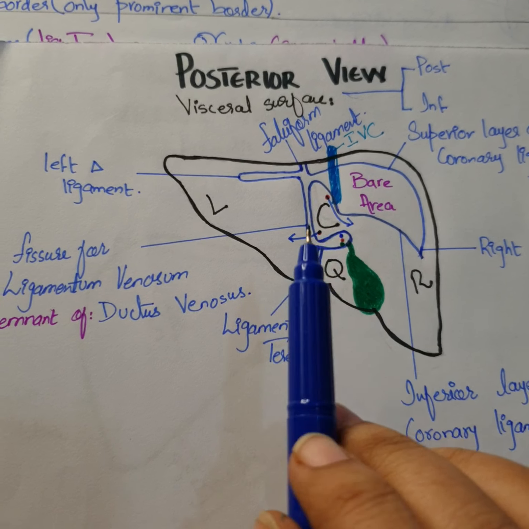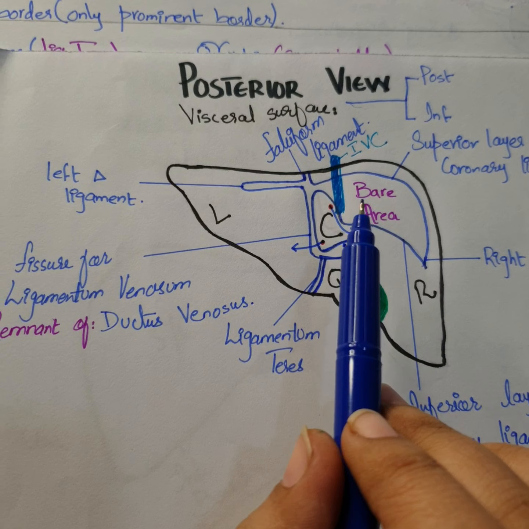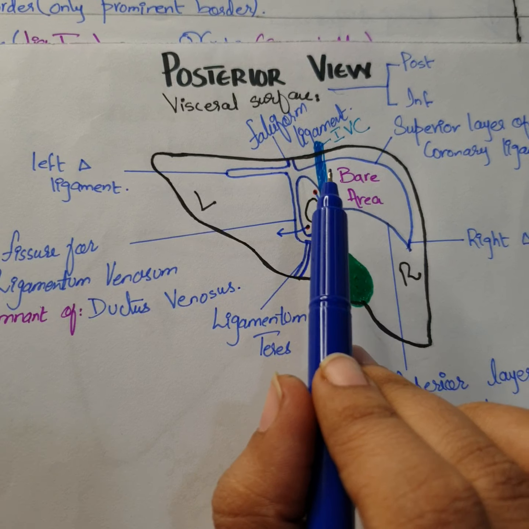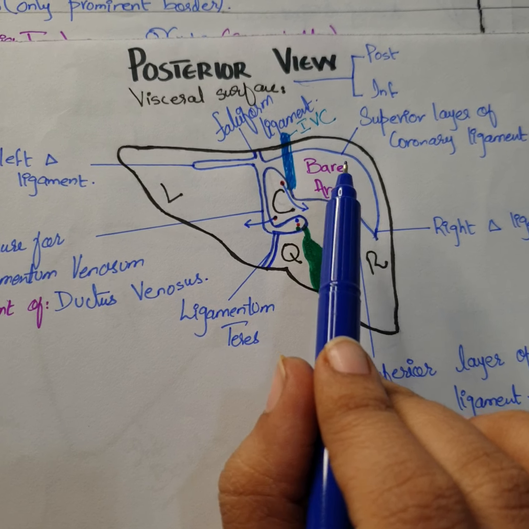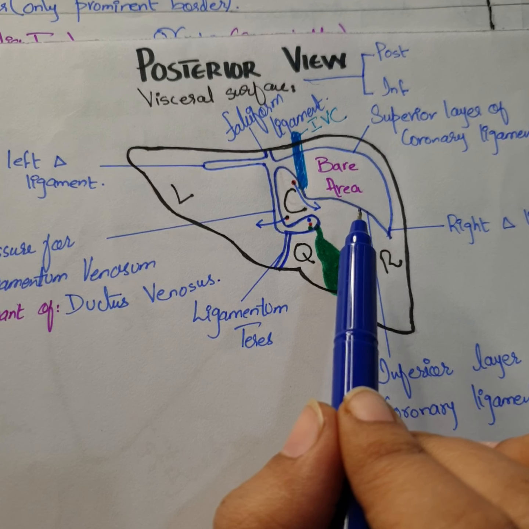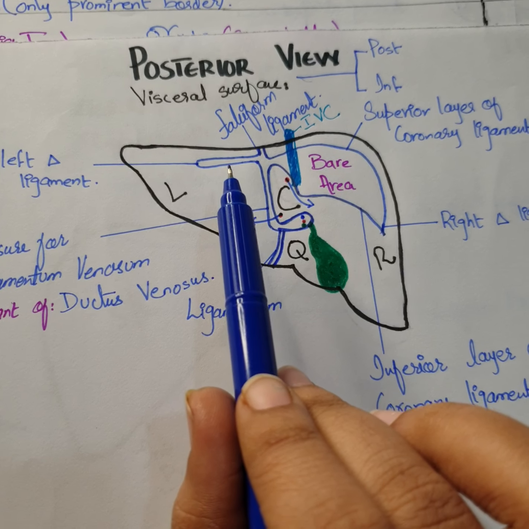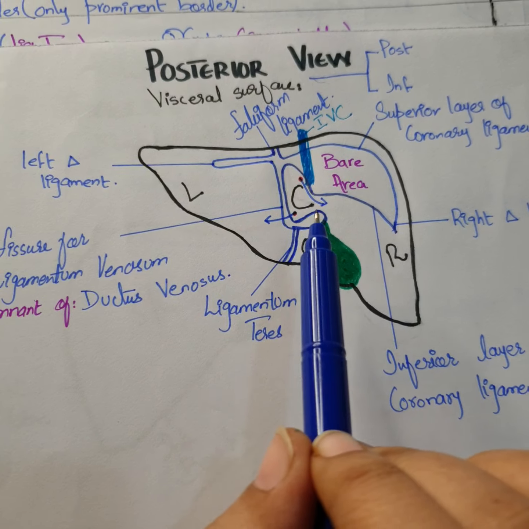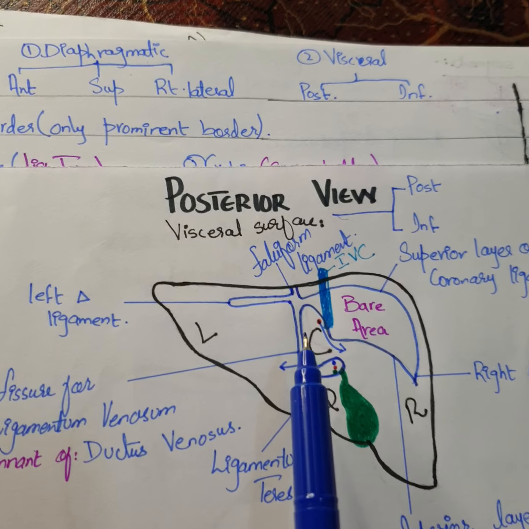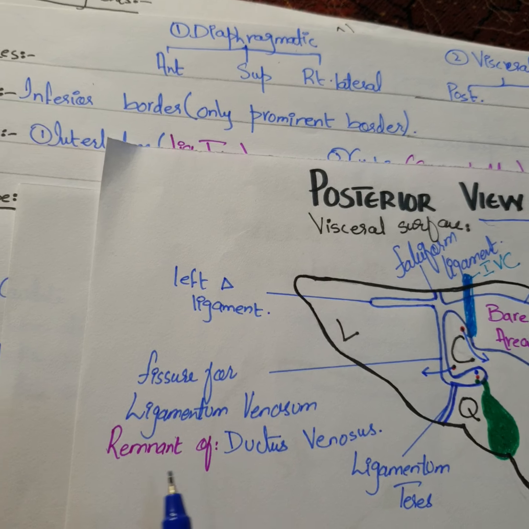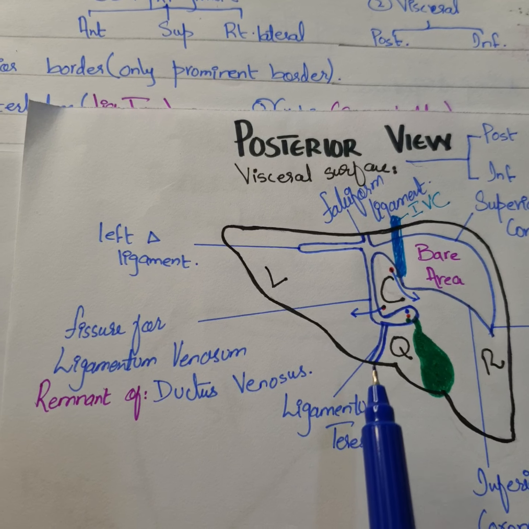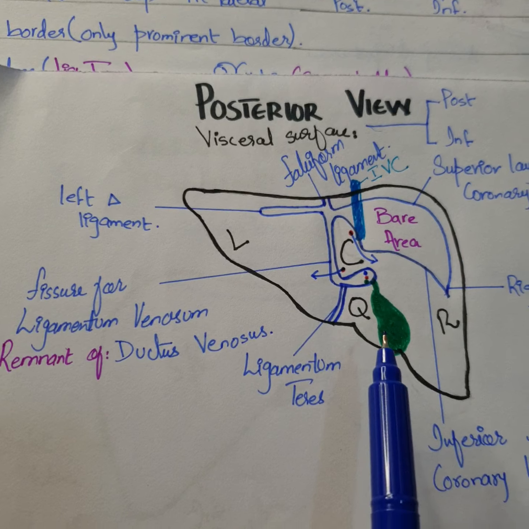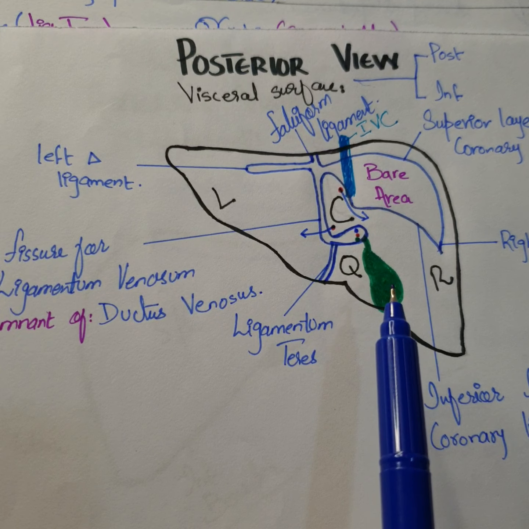In addition, we can see the porta hepatis, the bare area of the liver, inferior vena cava, left triangular ligament, right triangular ligament, superior and inferior layers of the coronary ligament, anterior and posterior layers of the left triangular ligament, and the fissure for ligamentum venosum. Ligamentum venosum is the remnant of the ductus venosus. Here we see the ligamentum teres, and there we have the fossa for the fundus of the gallbladder.